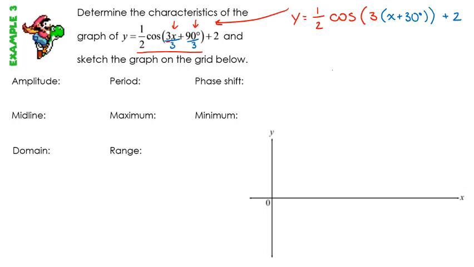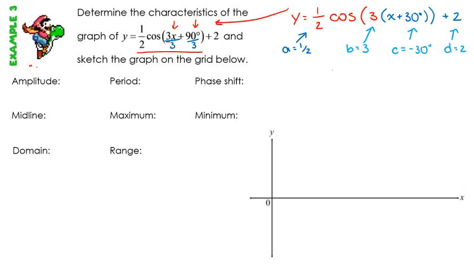So our a value is going to be equal to 1/2. Our b value is equal to 3. Our c value is equal to -30 degrees because it's x plus 30 inside the function. And our d value is equal to 2.